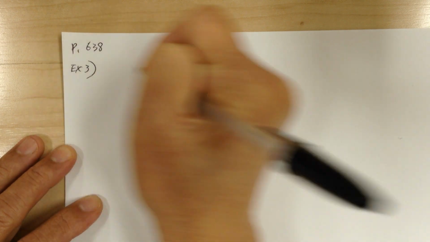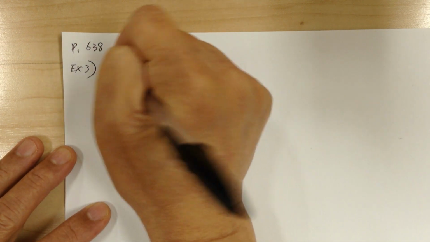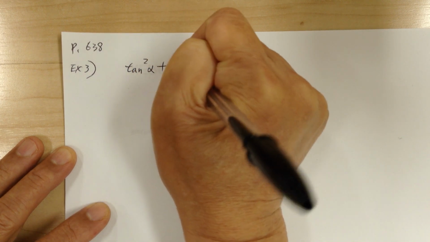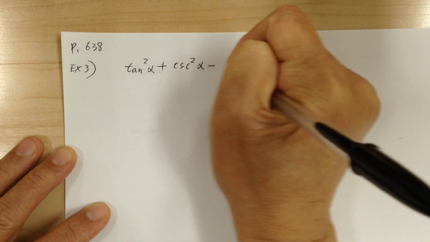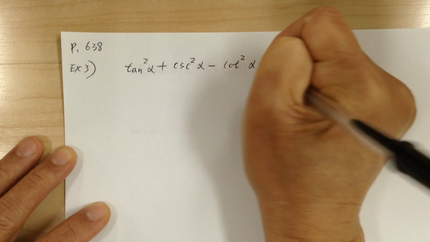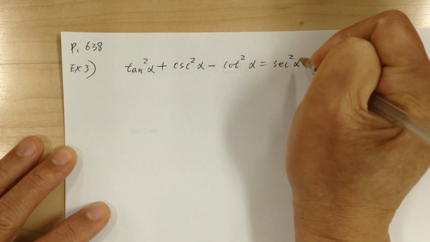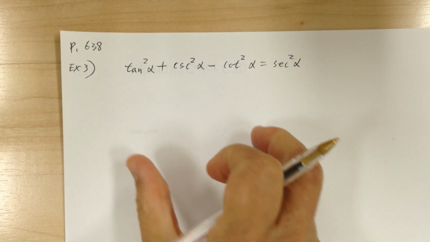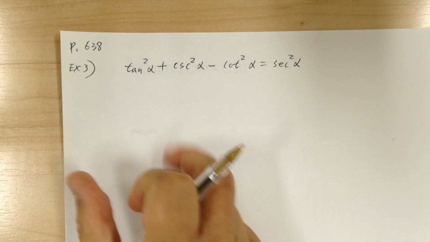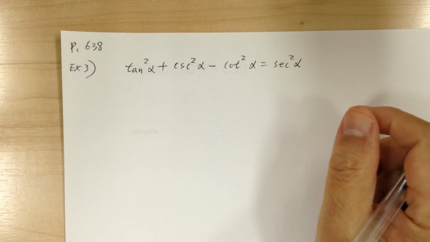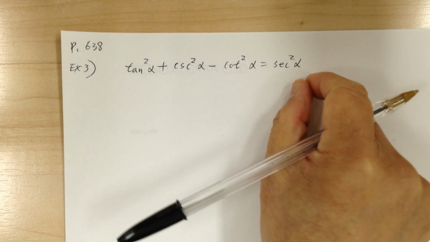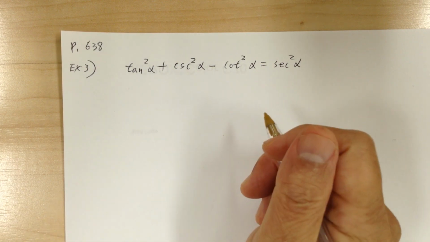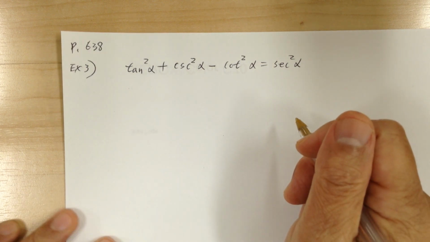You want to prove that tangent squared alpha plus cosecant squared alpha minus cotangent squared alpha equals secant squared alpha. When you're doing a proof, what you want to do is simplify the side that is more complicated. The one that is simpler, you leave alone. So you want to prove that this is equal to that, so you leave this alone and just manipulate this side. Again, if you're not sure what to do, change everything into sine and cosine.